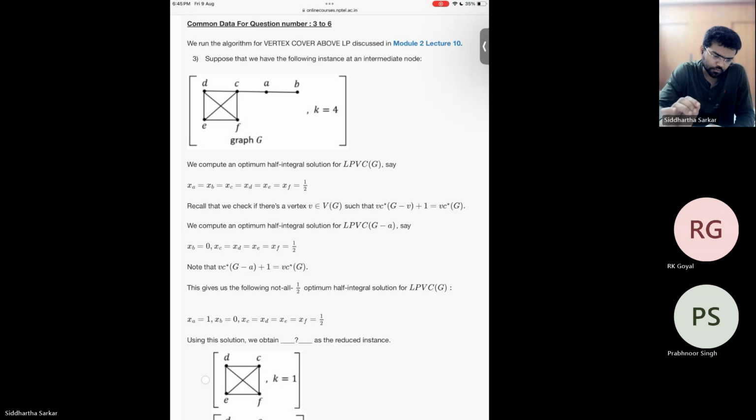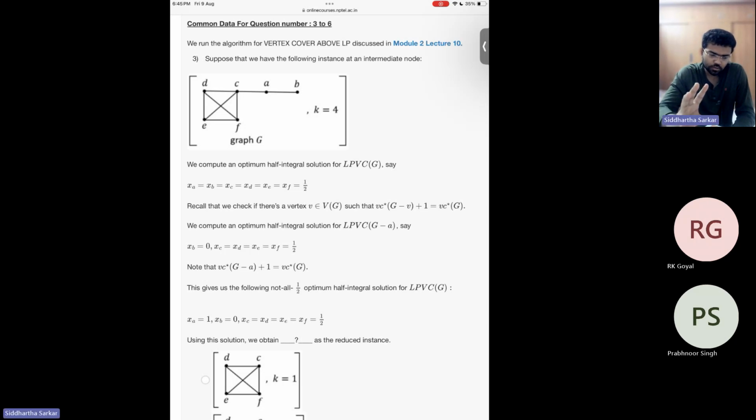So we are solving the vertex cover problem, and suppose that we have the following instance at an intermediate node. So this instance is saying, does there exist a vertex cover of size 4? But instead of answering that question directly, we will take help from linear programming. So we will compute an optimum half integral solution. Okay, so what is a half integral solution?